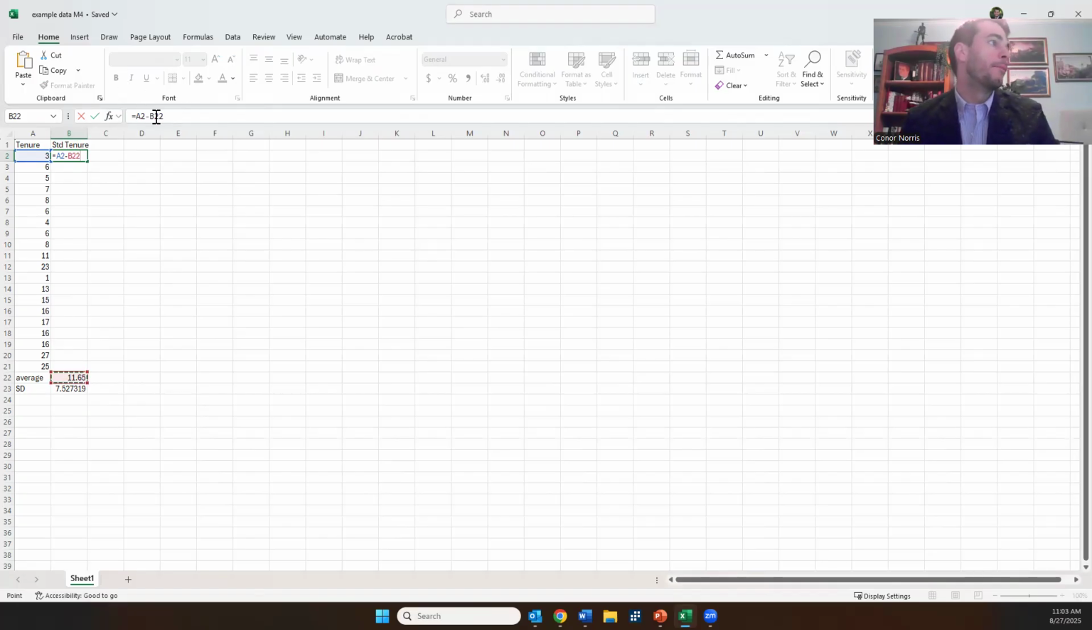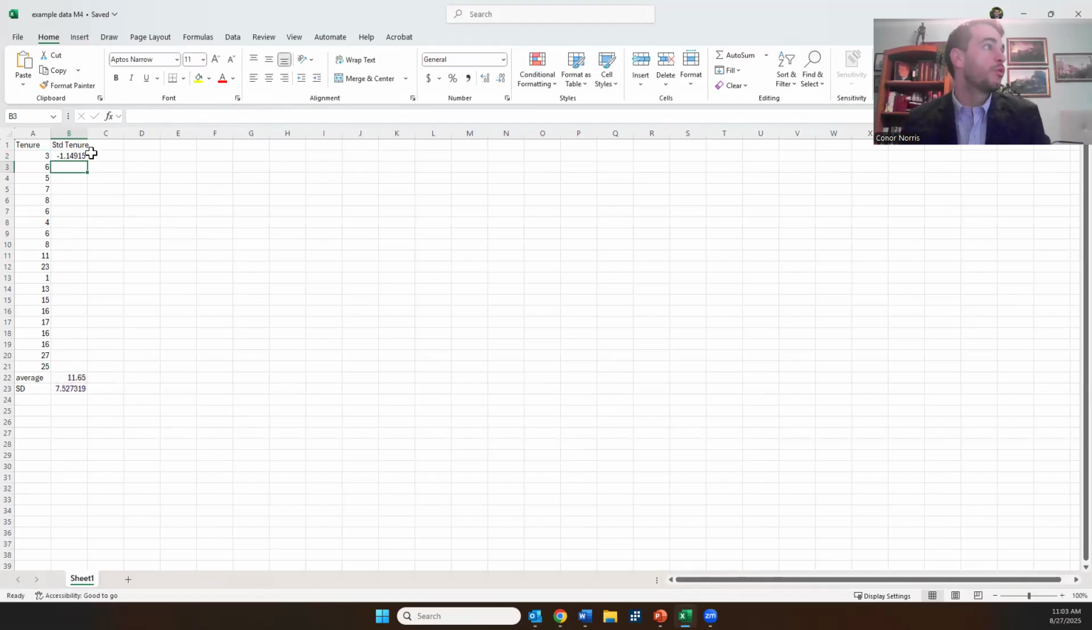Now remember, because we're going to be pulling this formula down, we're going to want to use the dollar signs in order to hold this observation in place so that as we go down, it stays using the mean here. It's not going to continue to go down. Now, what we're going to do after we subtract the mean is divide by the standard deviation. The standard deviation is down here in B23. So divide and then B23.